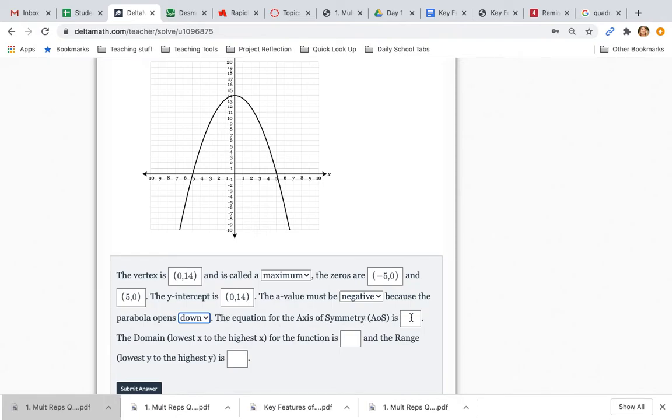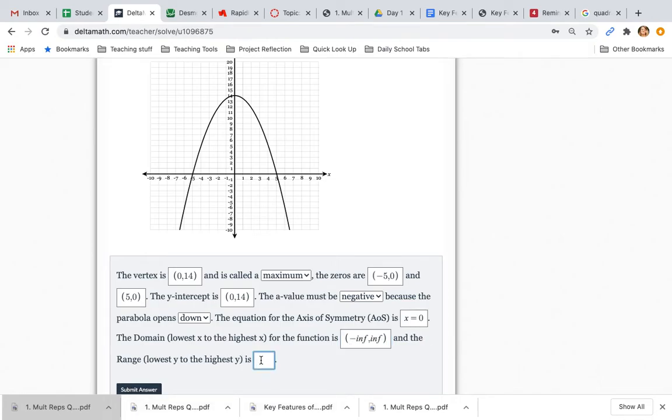The equation of your axis of symmetry is always x equals, where do we find it? The x from the vertex. So x equals 0. The domain, remember what I said, that's a gimme. But make sure we type in -infinity to infinity.